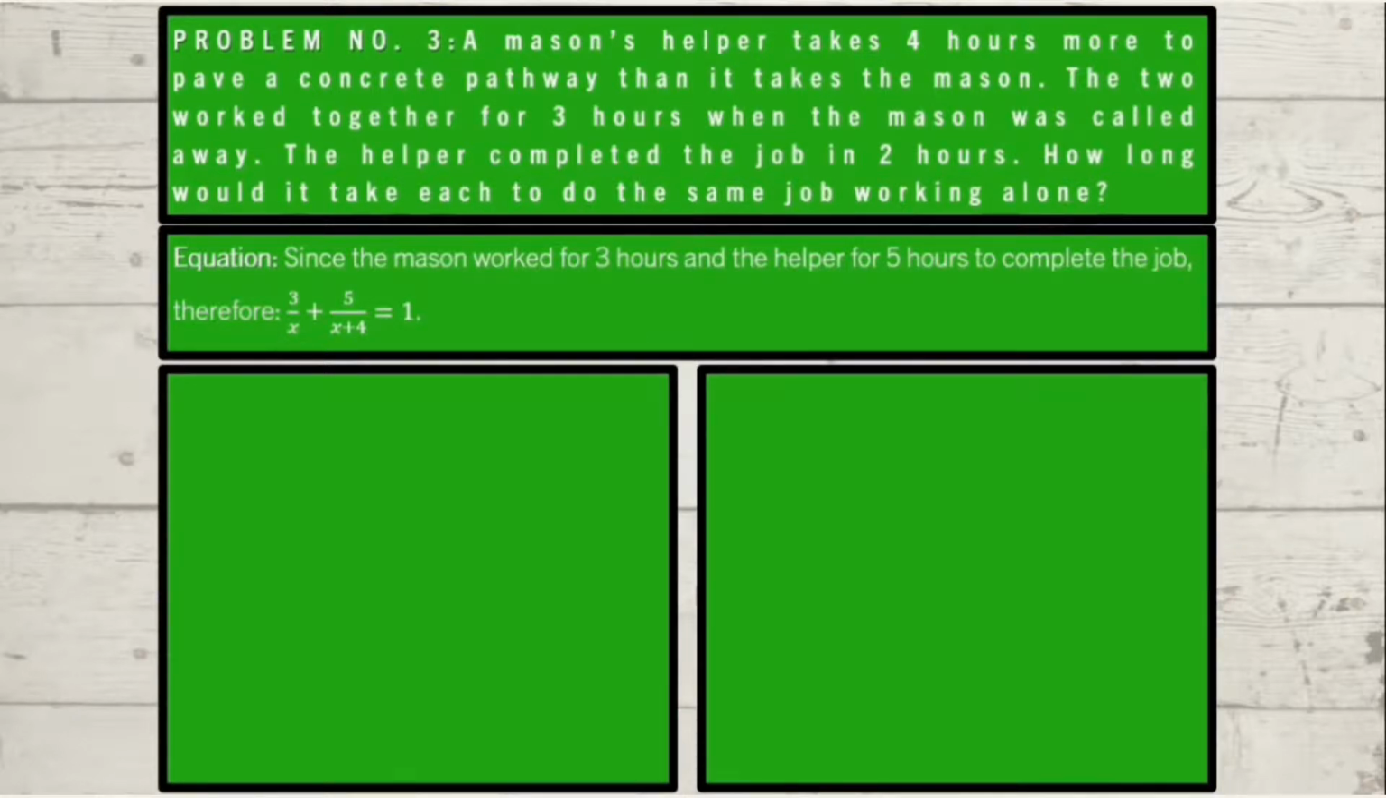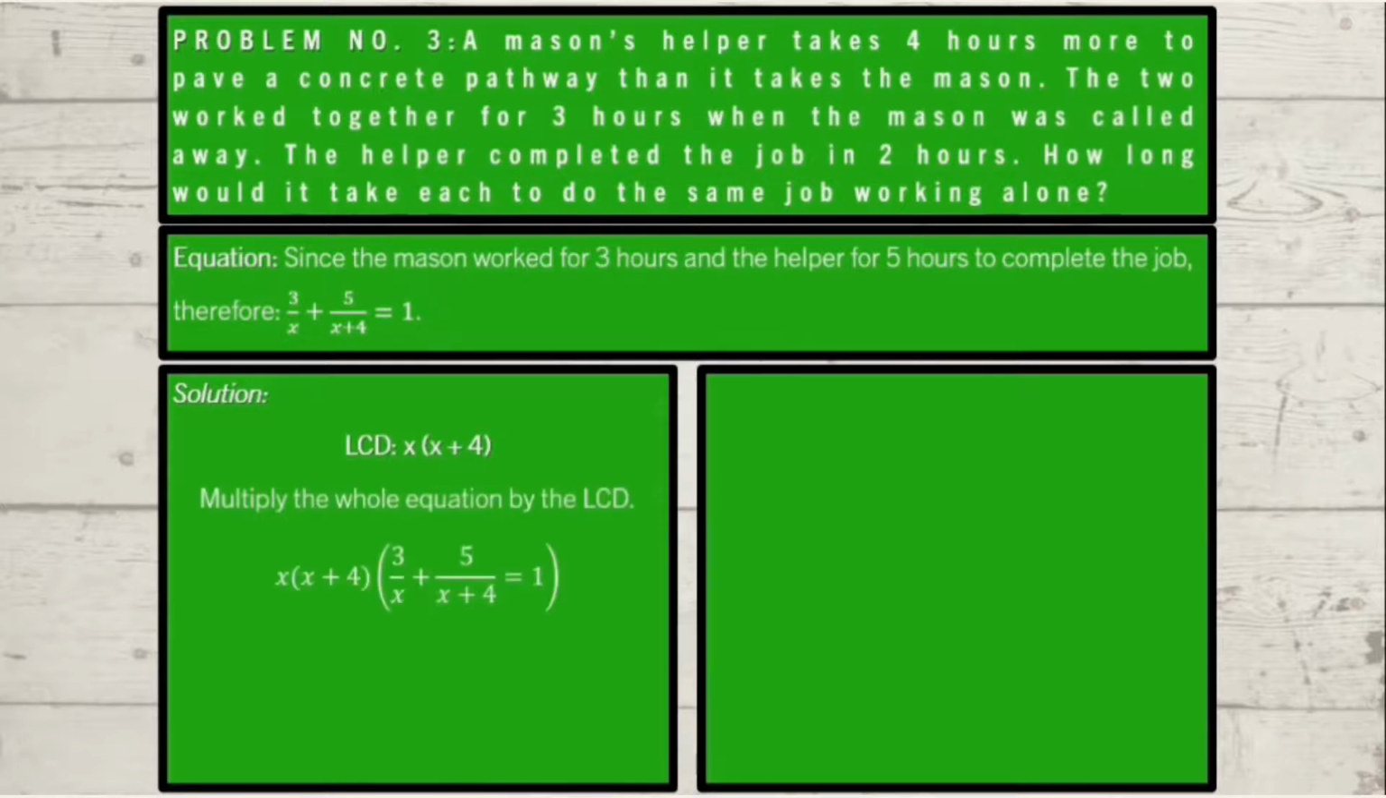For our equation, how do we solve it? Of course, you need your LCD. Can you tell me what is the LCD of this equation? If your answer is x multiplied by the quantity of x plus 4, then you are correct. With our LCD, we will be using that to transform our rational equation into a quadratic equation, and that is by multiplying this LCD to the whole equation.